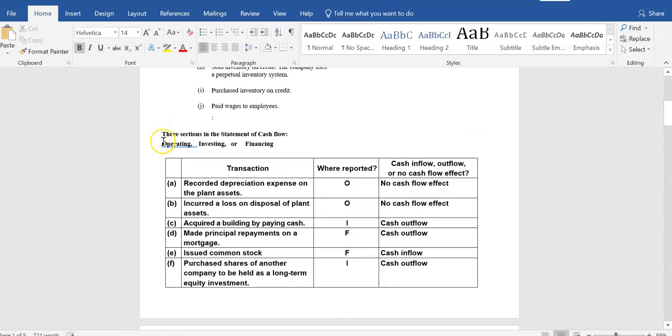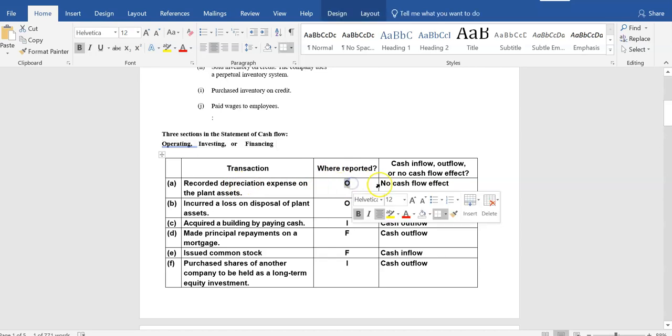Remember, there are three sections in the statement of cash flows. We show the cash flows from three different areas. Cash flows from operating activities, cash flows from investing activities, and cash flows from financing activities. So that's what they're asking: which section of the statement of cash flows is this reported on? So depreciation is shown in the operating activities section, and it has no cash flow effect because it's a non-cash expense. It's the same thing with a loss on the disposal of a plant asset.